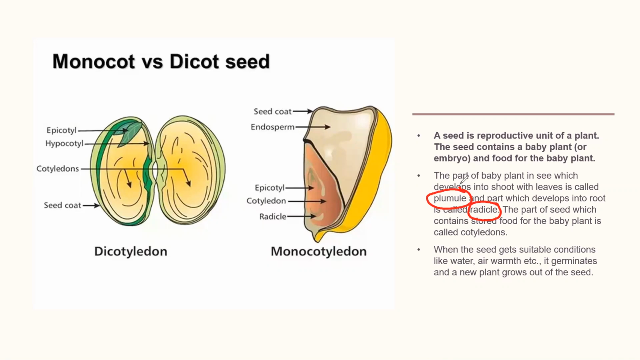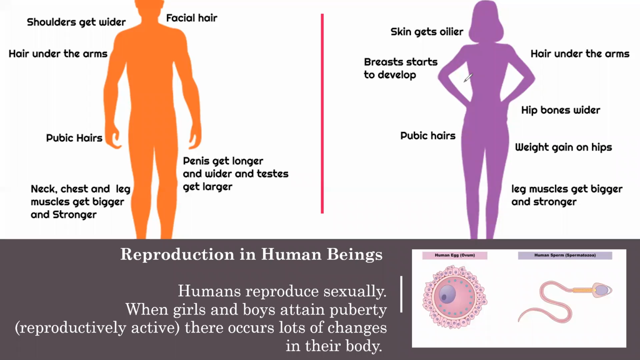The part of the seed which contains stored food is known as the cotyledon. When the seeds get suitable conditions like water, air, warmth, etc., they germinate to form a new plant. So that was it about sexual reproduction in flowering plants.